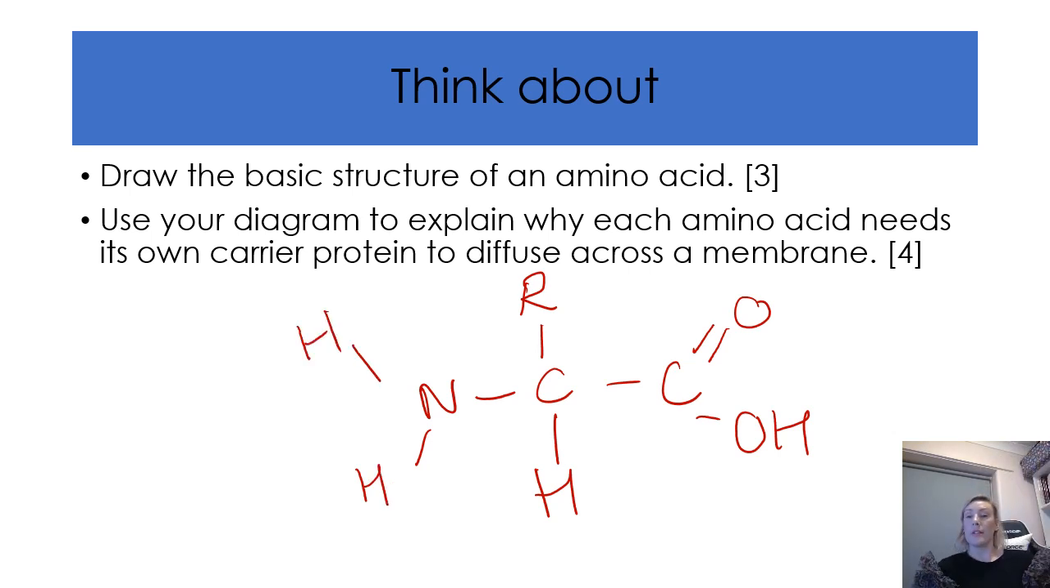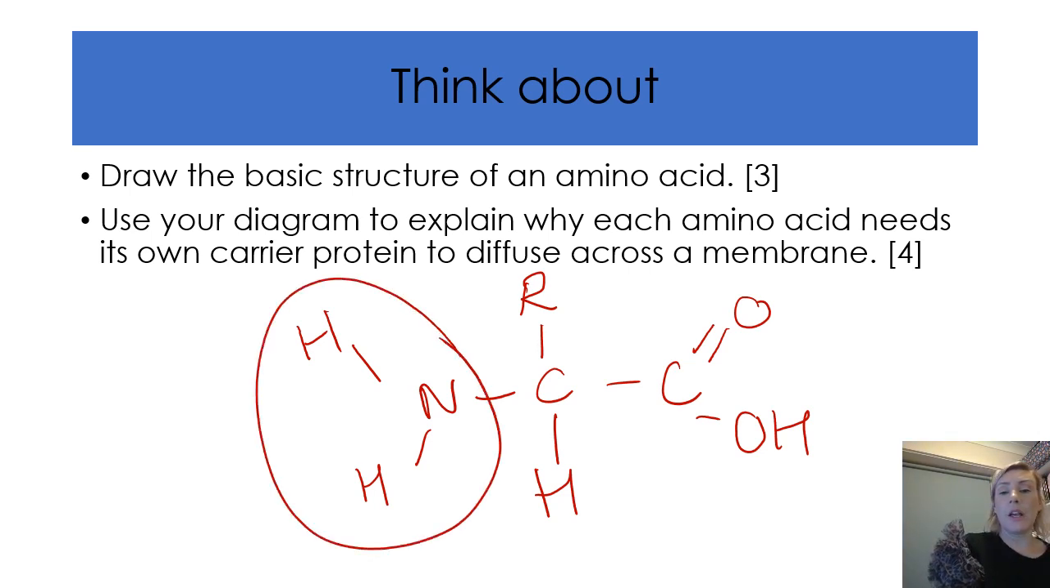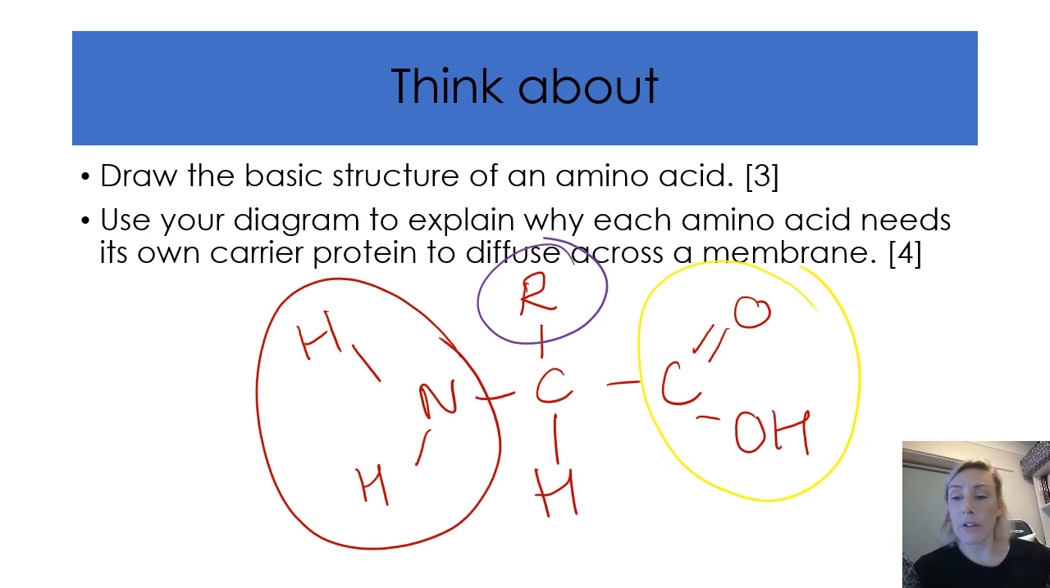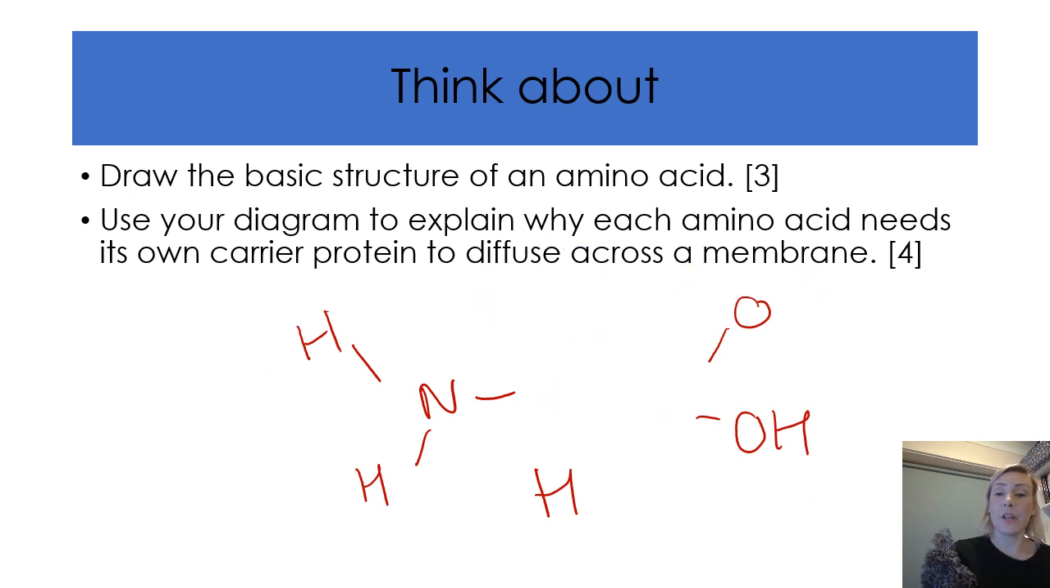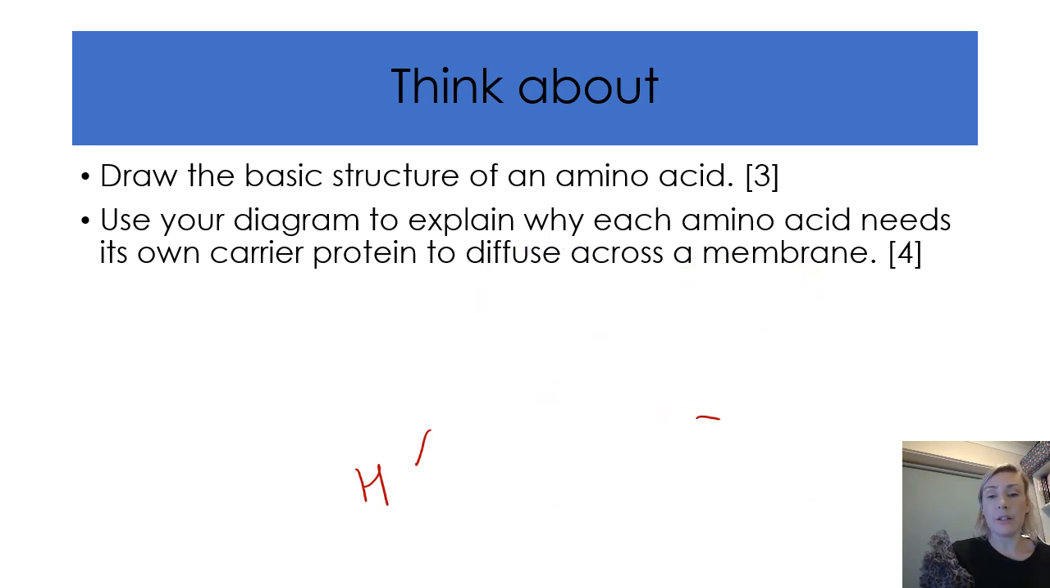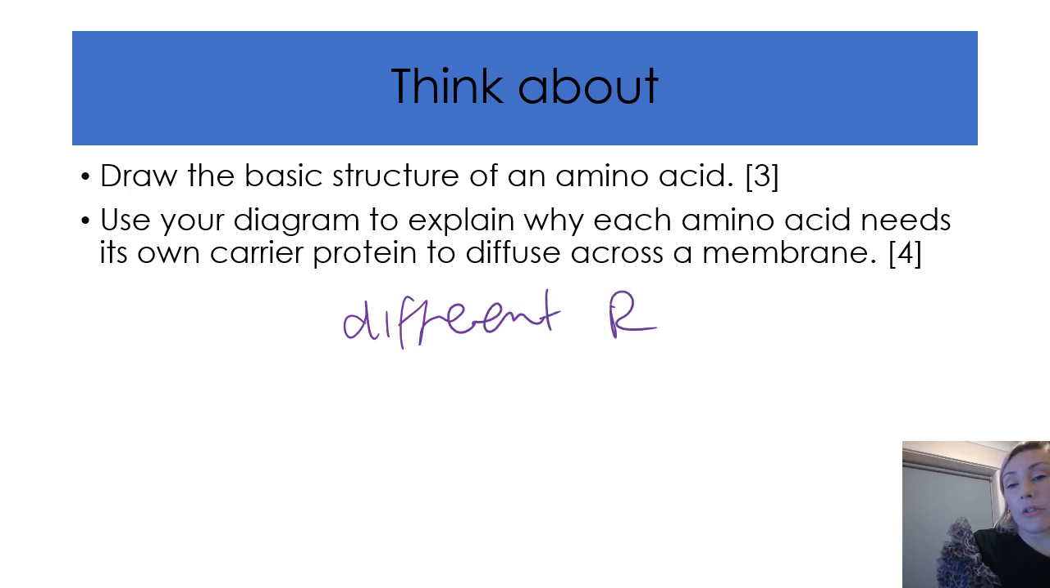So check off. Should we label it? So we've got the amino group. And then in yellow, our carboxylic acid group. Then, of course, we've got our central carbon with a hydrogen attached, and then this R is our variable group. So that's what we're going to use to explain our second answer. Each amino acid, let me get a mark point first of all, has a different R group. So it's got a different structure in that region.